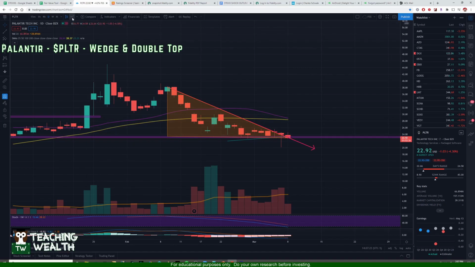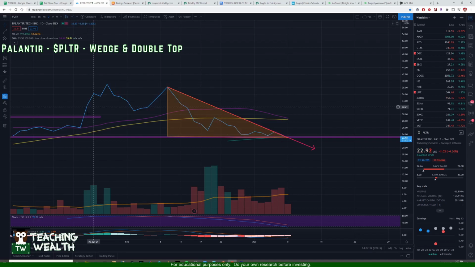Ignoring the wedge thing for a second here, let's go back to the double top. So when a stock goes up, hits a point, down, up, hits a point, down, that's a double top. That is a sign of price reversal. That's a sign that it's going to go down, at least for the short term, and that's exactly what it's doing. We came up, we hit a top, we came down, came up, hit the same top, that same resistance.